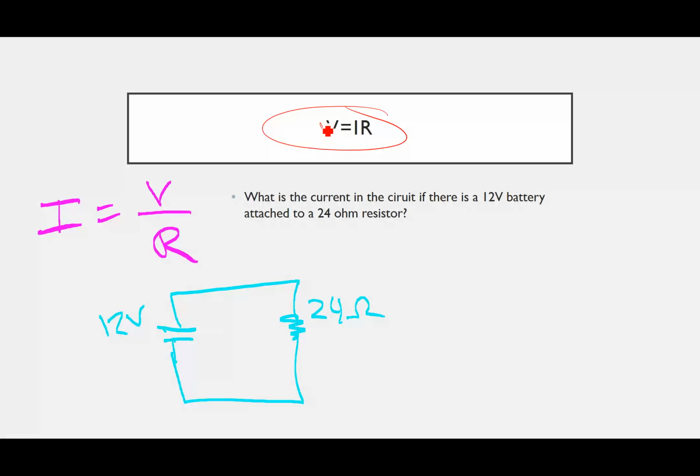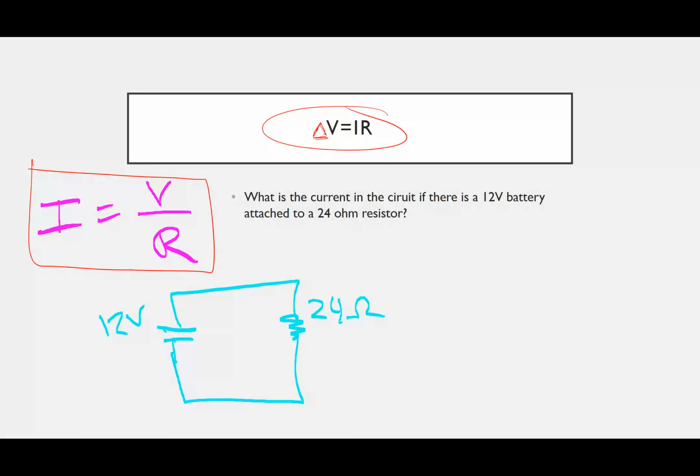And as we get further down the road, we're even going to say delta V equals IR as we get further into circuit analysis. But right now, the best way to learn it is that the current in any particular circuit is equal to the voltage supplied to that circuit by the battery divided by the total resistance of that circuit. Right now, we're dealing with simple circuits.